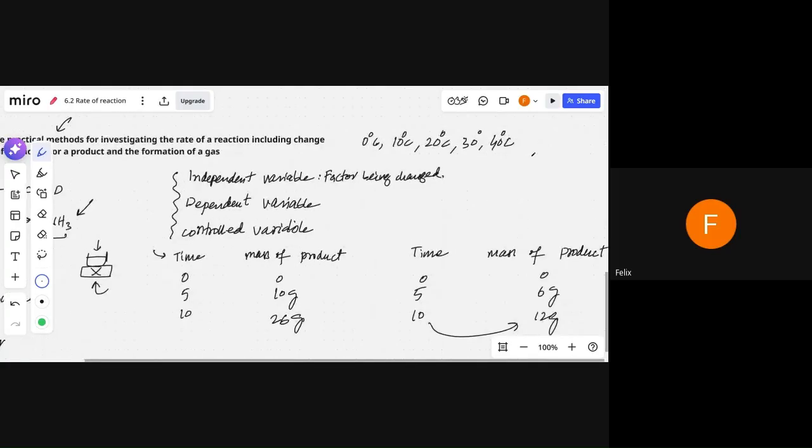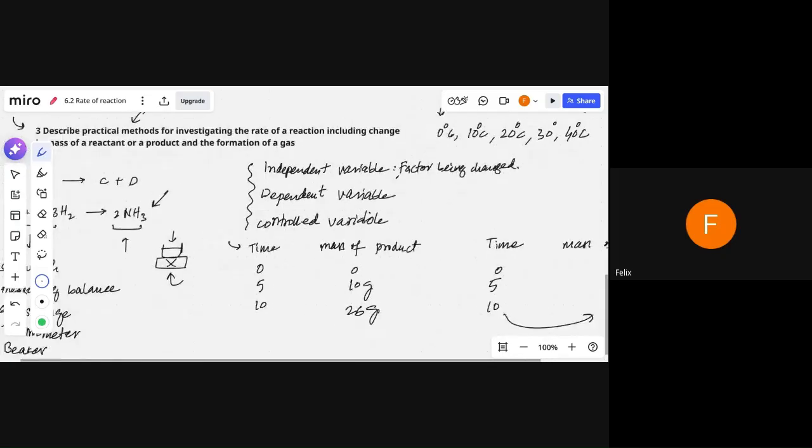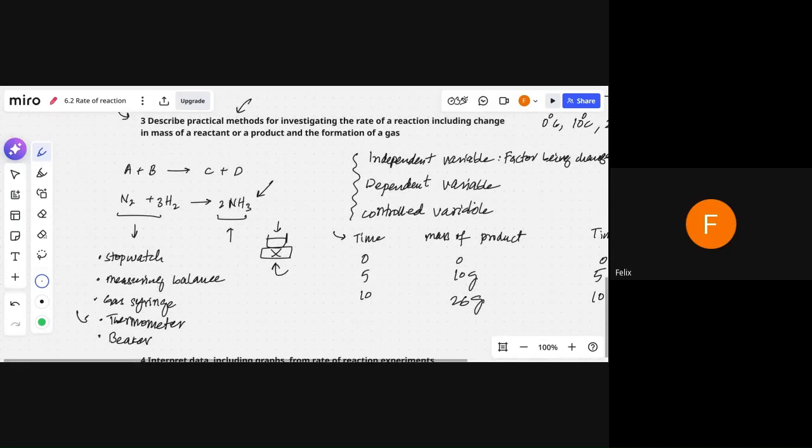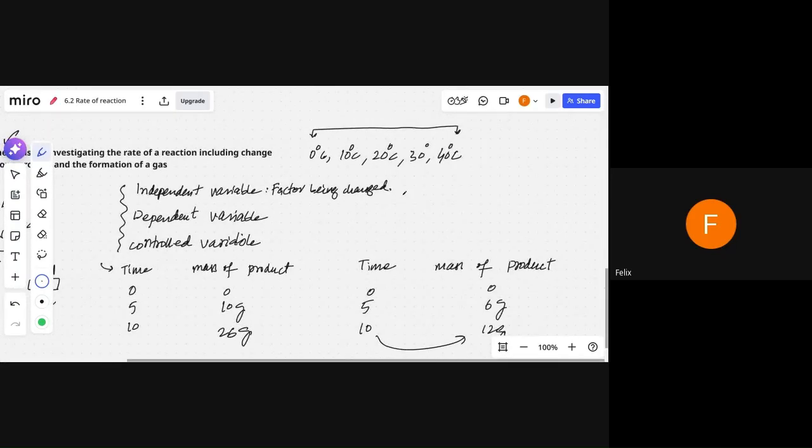So let's say you wish to observe the effect of temperature on the rate of a chemical reaction, and this is the range that you have selected, starting from 0 all the way to 40 degrees Celsius, right? That is why we need a thermometer. So this is why I included a thermometer as necessary. The factor being changed, temperature here, is our independent variable, right? We are changing the temperature to see what the effect of that change will be on the reaction. So that is the independent variable.